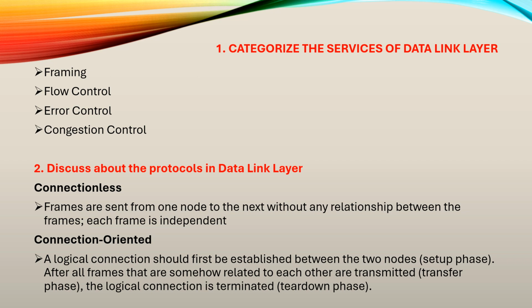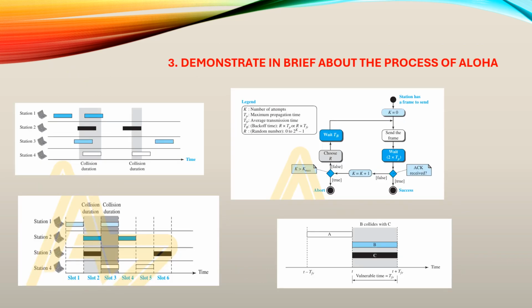That is connectionless. Connection oriented is where a logical virtual connection is established between the two ends, and then all the frames will be dependent on each other. We call it connection oriented. In that you have three phases: setup phase, transfer phase and tear down phase. Setup phase is the connection establishment. Transfer phase is the data transfer taking place, where frames are transferred from one end to the other. Tear down phase is where the connection is terminated.